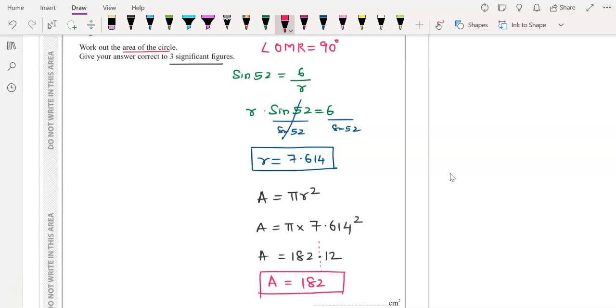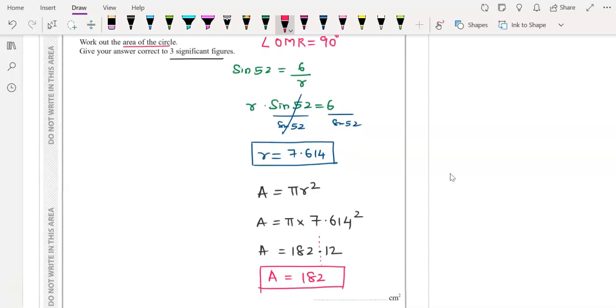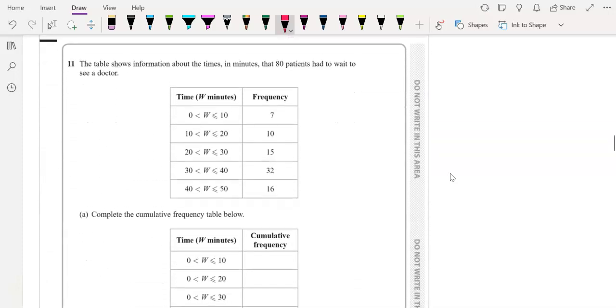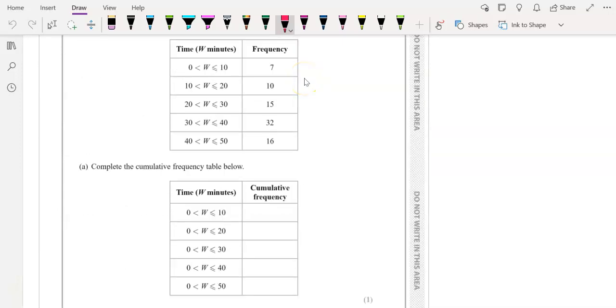Okay. Moving to question number 11. Now, to complete the frequency table, the first one is how many are waiting for less than 10 minutes, which is 7. For the second group, waiting for 20 minutes or less is the total of the first two groups, 7 plus 10, which is 17. The third one is the total of the first three, so 17 plus 15 gives me 32. Less than 40 is the first four groups, 32 plus 32 is 64. And for the last one, all are waiting for 50 minutes or less. So add 16 to 64, you will get 80.